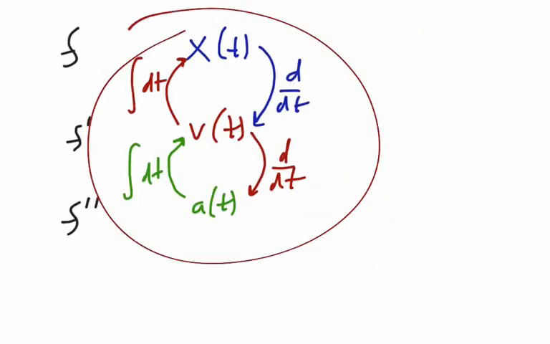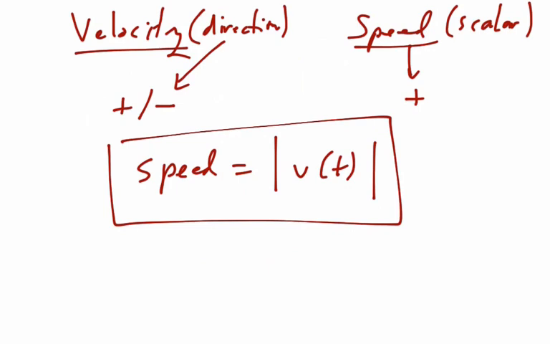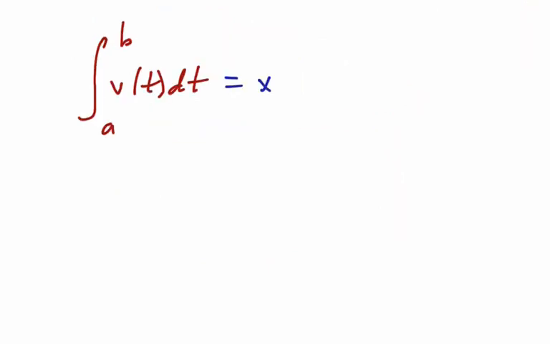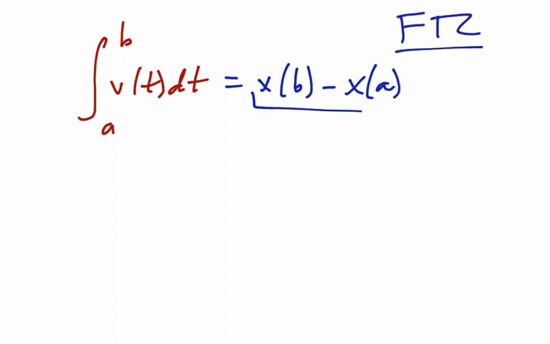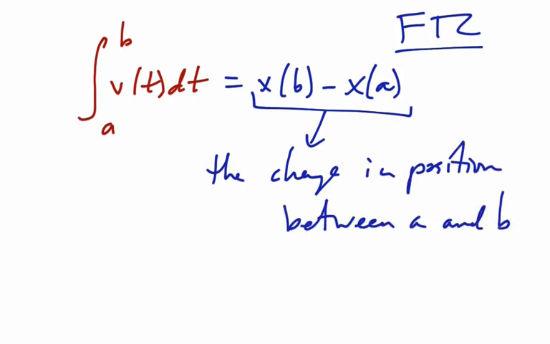Taking a further look, let's say that we're going to integrate velocity between 2 times, a and b. Remember from that chart a couple pages back, if we integrate velocity, we get position. So if I integrate velocity, I'm going to get x of b minus x of a, using the fundamental theorem of calculus. In words, this means the change in position between t equals a and t equals b.